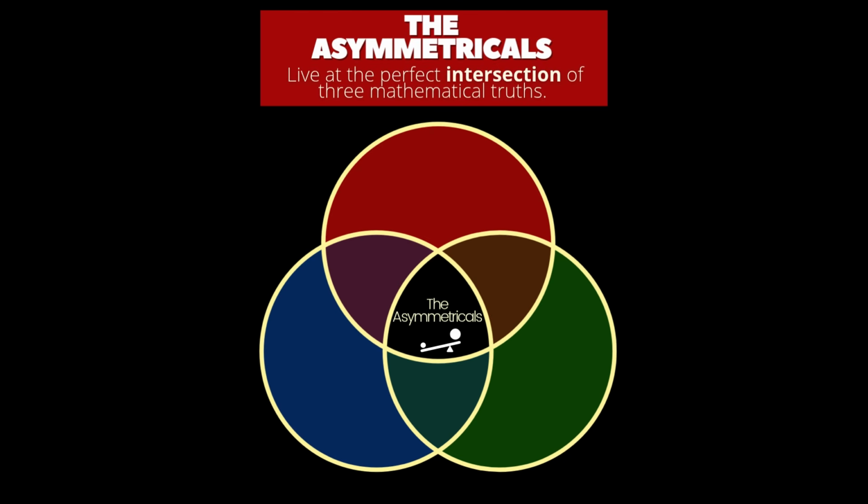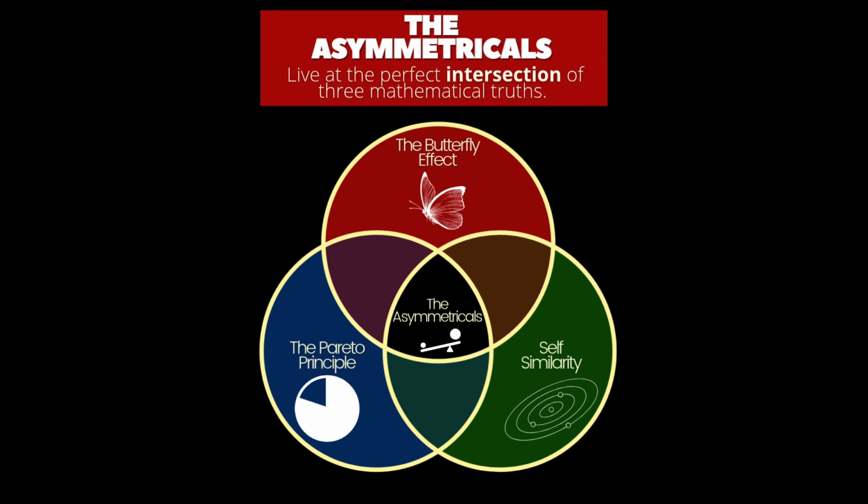From a math standpoint, an asymmetrical is a perfect overlap of 3 mathematical concepts. 1 is the Pareto principle, 2 is self-similarity, and number 3 is the butterfly effect. So let's talk about each one.